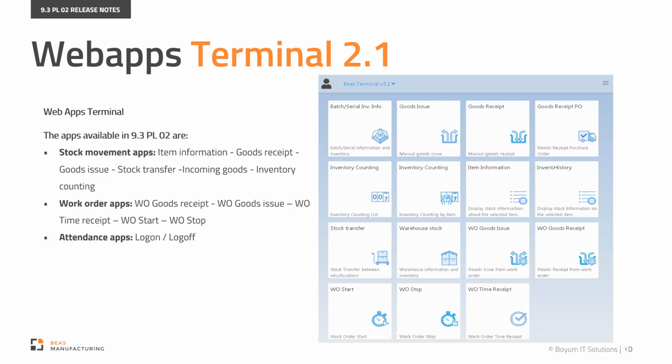The following apps are available in our new version. Stock movement apps including item information, goods receipt, goods issue, stock transfer, goods receipt PO, and inventory counting by item or by list. Work order apps such as work order goods receipt, work order goods issue, work order time receipt, work order start and stop, and the log and log off attendance app. Let us discuss these three groups briefly now.